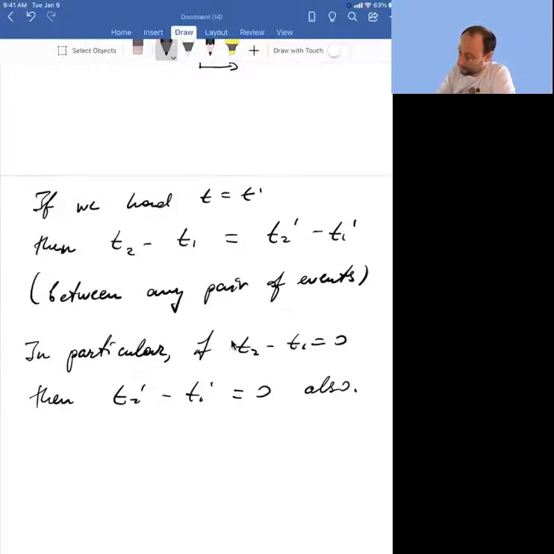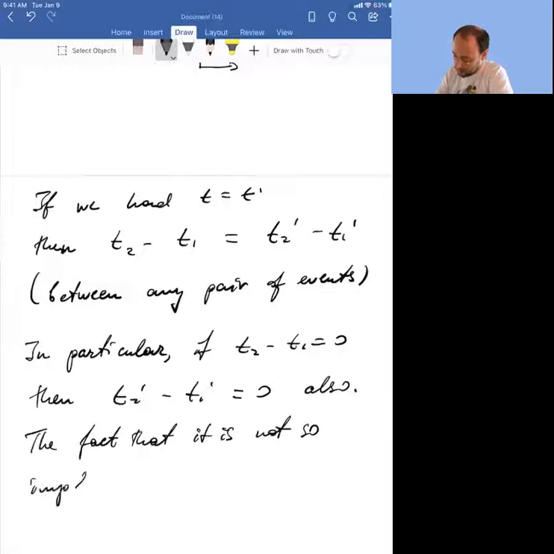So we see that T2 prime minus T1 prime is 0. The arrival events of the two beams to the front and the back of the ship are simultaneous in the frame of the spaceship, but they're not simultaneous in any other frame. So the fact that it is not so implies that the statement T equals T prime is wrong.